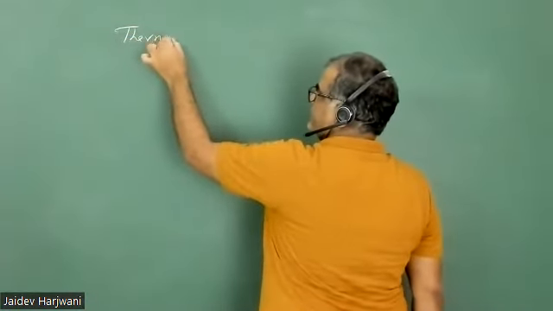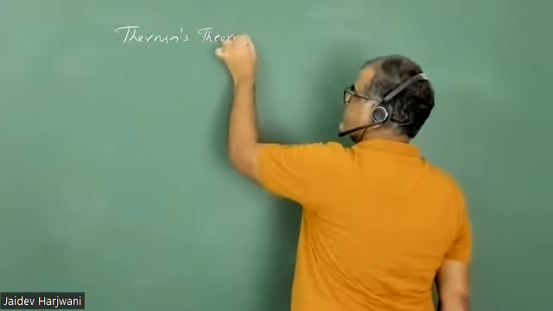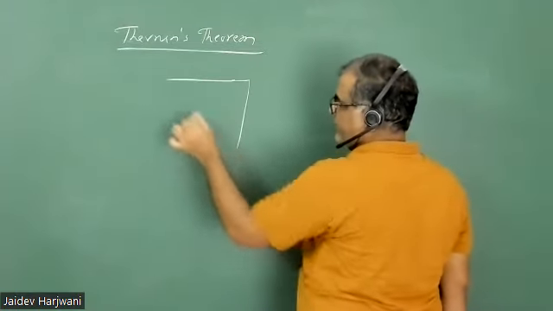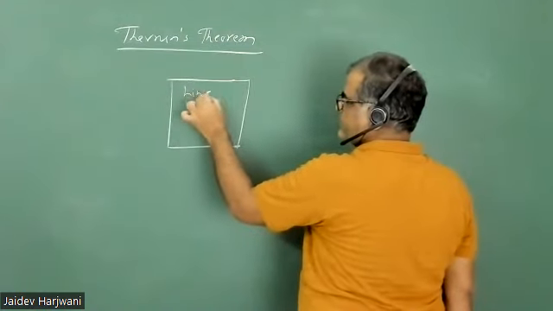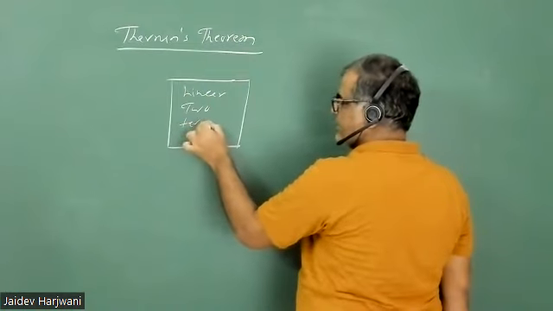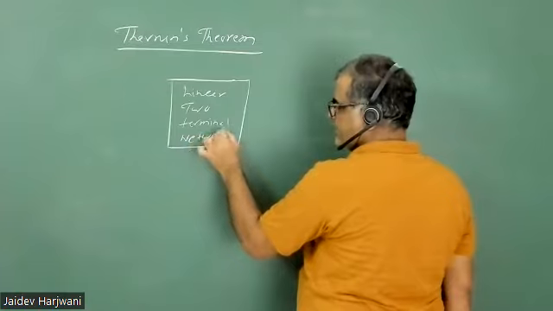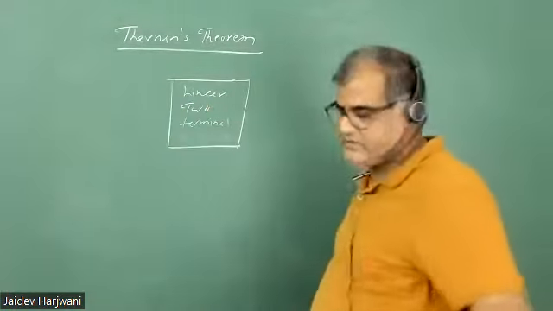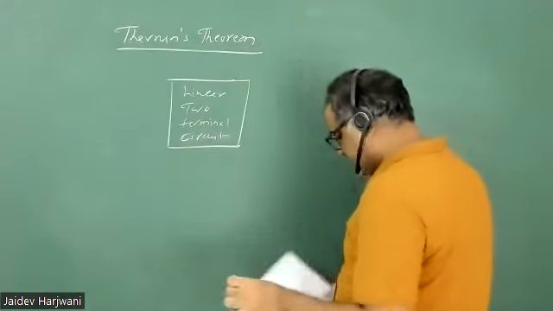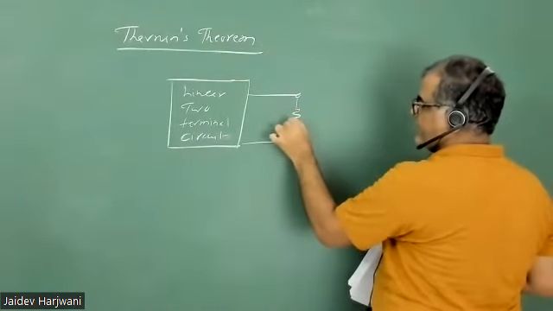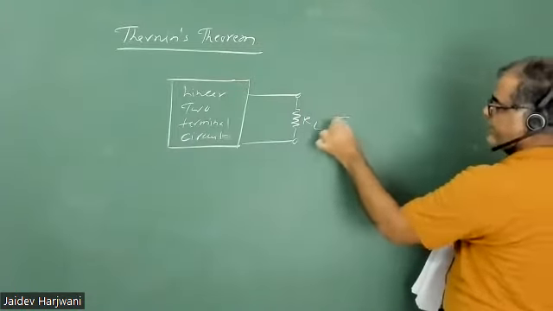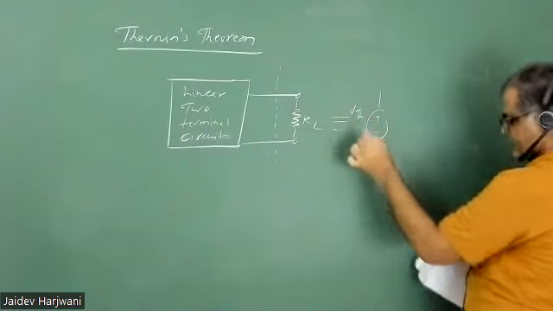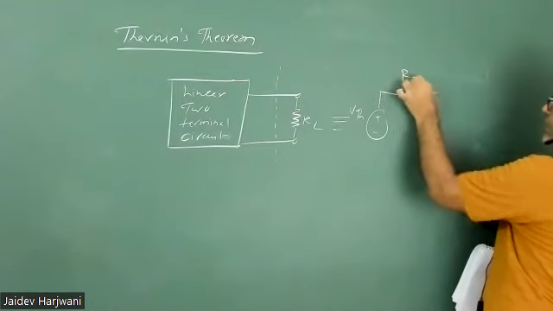Thevenin's theorem. Okay, so Thevenin's theorem says, any linear two-terminal network or circuit can be replaced. Better to write circuit. A two-terminal circuit which has a load resistance RL connected here, and now I can replace this two-terminal network circuit by a voltage source which has a resistance in series called R Thevenin.